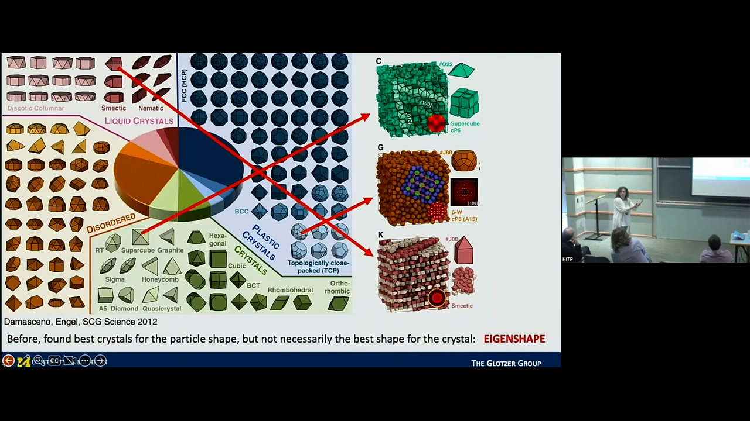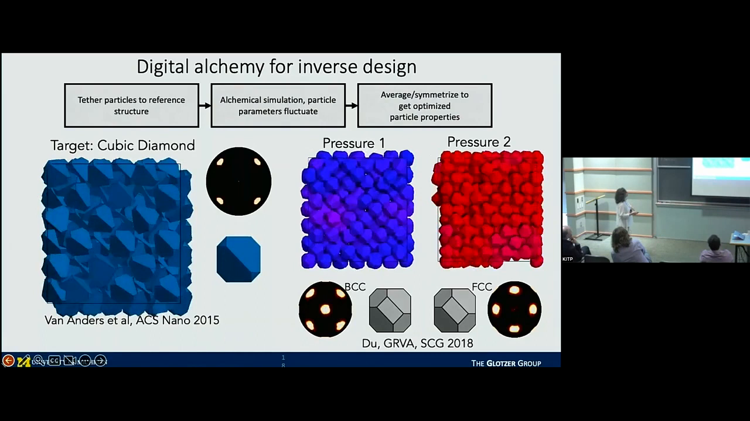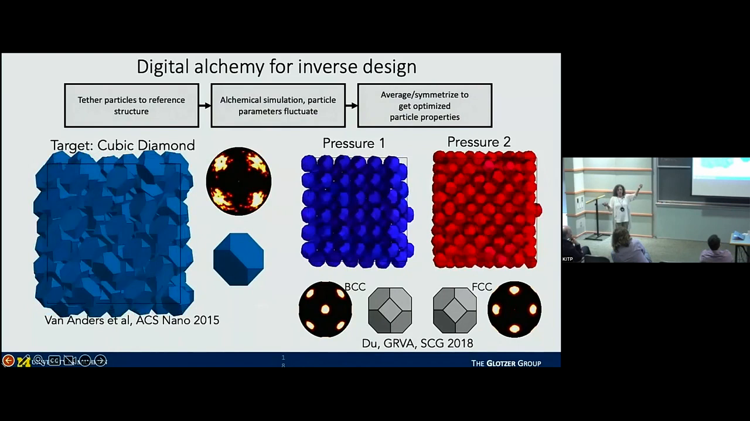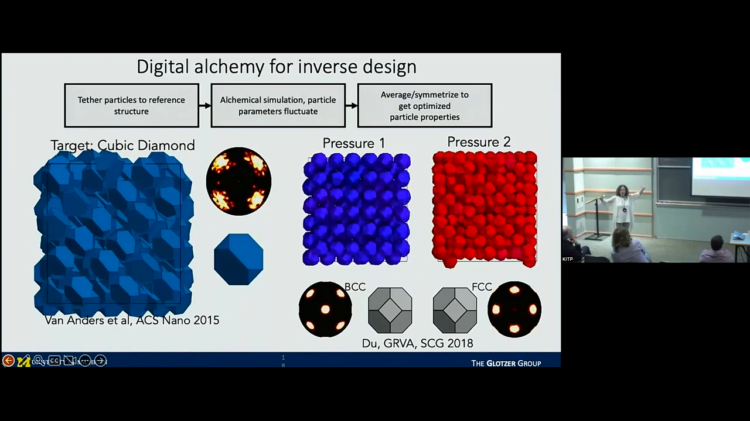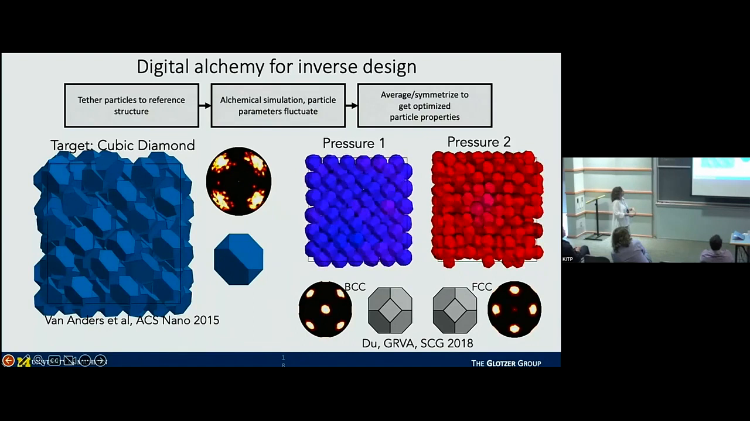And you could do other things. So here's just a simulation to try to find a shape that forms a diamond structure. That was work by Greg Van Anders. This is work by Chrissy Du and Greg Van Anders, where let's say you want one crystal structure at one pressure and another crystal structure at another pressure for the same shape. Well, then you just tie those two Monte Carlo simulations together, make the same moves and accept or reject them identically in the two systems, where you set the crystal structure you want in the two systems at these different pressures. And then you can find these out.